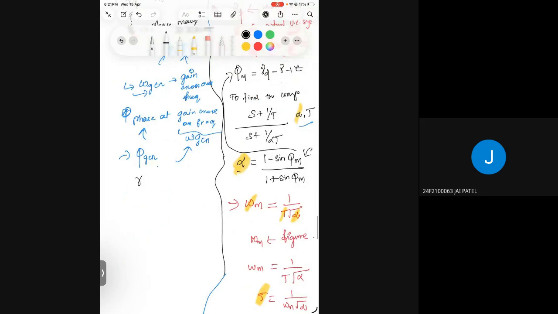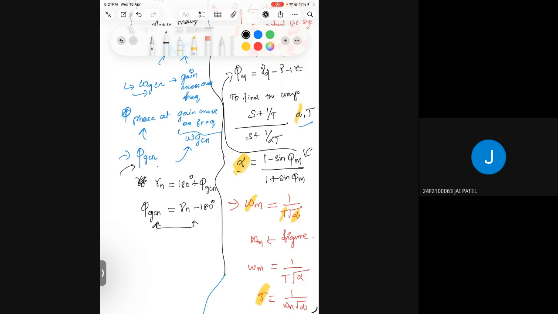That we already found, gamma n here is 180 degree plus phi of GCN. So that's what we found here, phi of GCN, where phi of GCN can be rewritten from here to find the gamma n minus 180. So this is the relation between the phase angle and the desired phase margin, that is along with the epsilon.